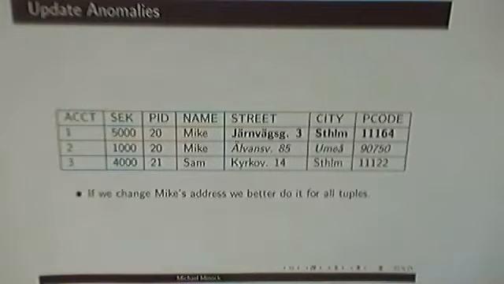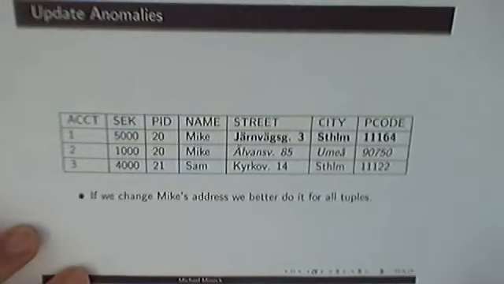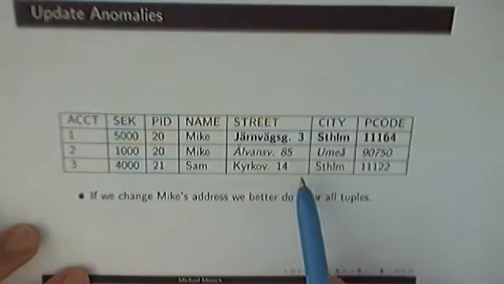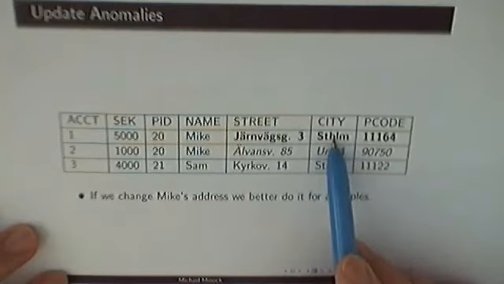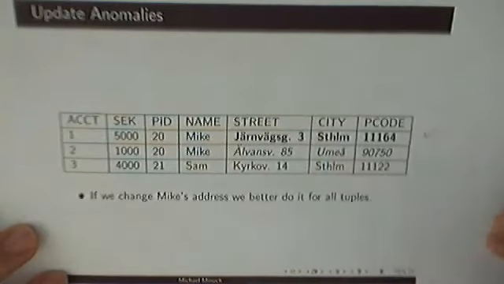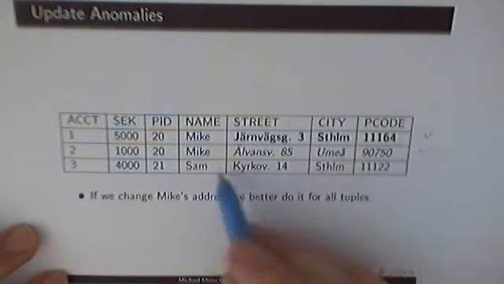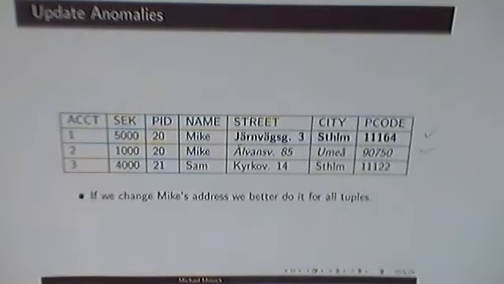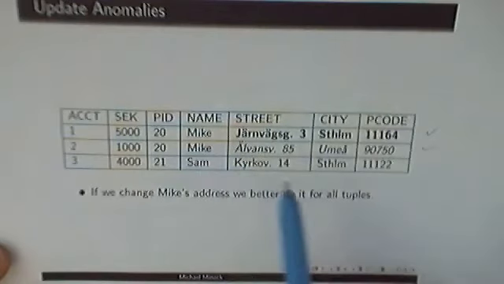The problem with making things in this giant table is that it's going to lead to potential problems, anomalies, in the case of the update. So right here, let's say that I update the address for Mike to this address in Stockholm, and I do it for this tuple, but I forget to do it for the second tuple. That's a problem because now we have an inconsistency in the database. We have an anomaly. What address does Mike actually have now? Which one is valid?